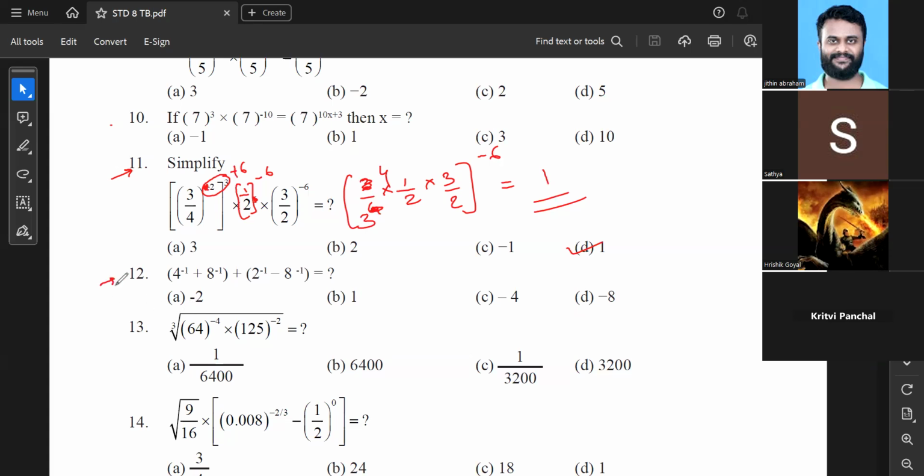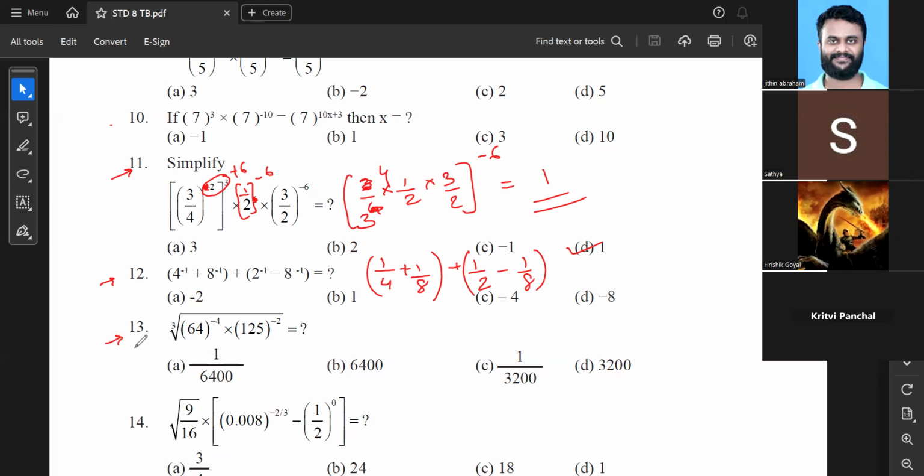This one I believe you can handle. I'll just give you a start to solve. It's 1 by 4 plus 1 by 8, and then it's plus 1 by 2 minus 1 by 8. So it's a normal fraction problem which you have to solve. I won't be solving, you have to solve it.